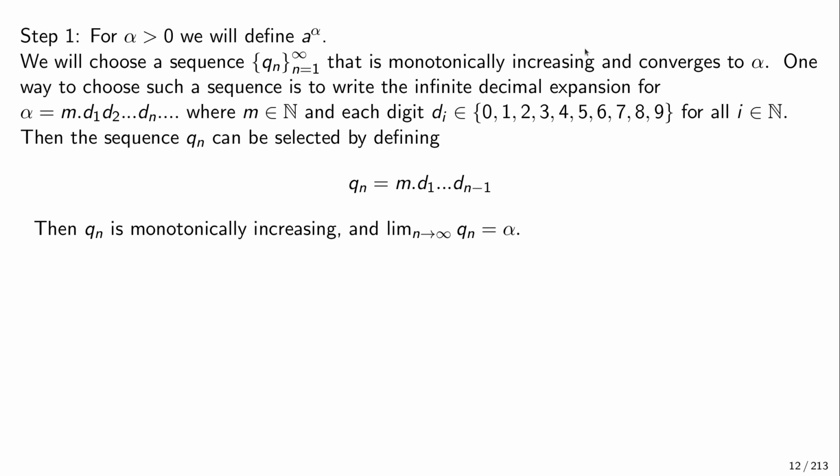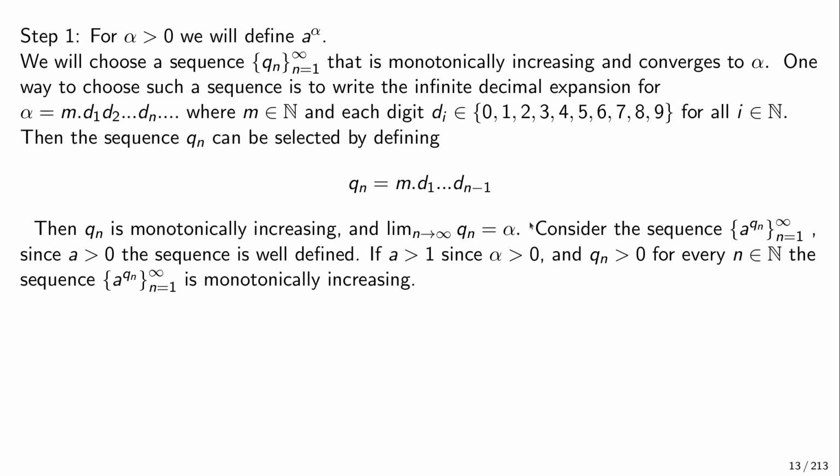And why do we need this? Maybe the hint would be that we want to use the monotone convergence theorem, and we'll see it shortly. Suppose for now that we have a monotonically increasing sequence Qn of rational numbers that converges to alpha, and we've shown how to construct such a sequence. Then we'll consider this sequence a to the power of Qn, which is this infinite sequence. And since a is positive, this sequence is well defined, right? Because we know what it means to take a rational exponent of a real number.